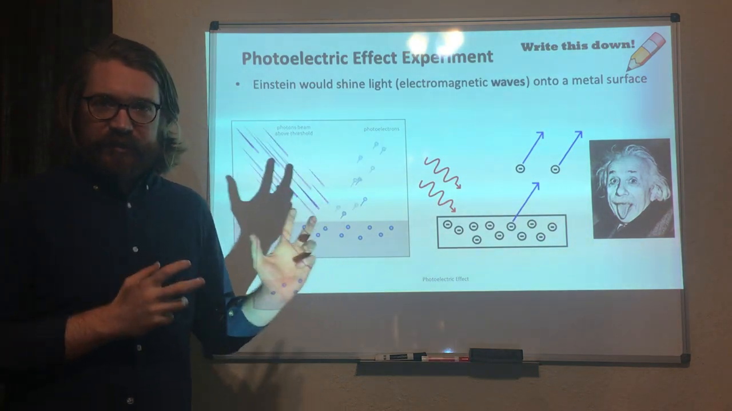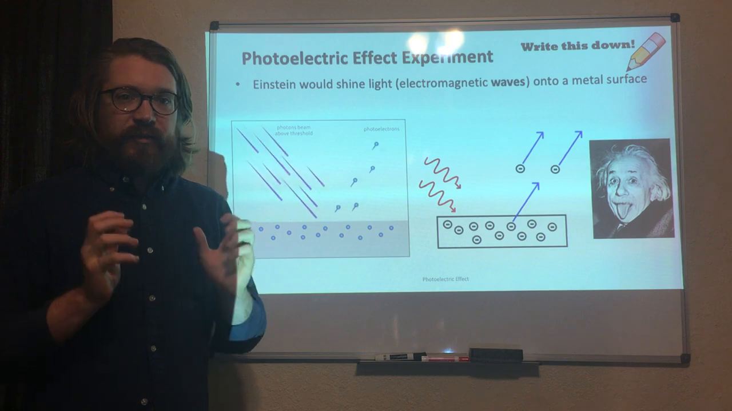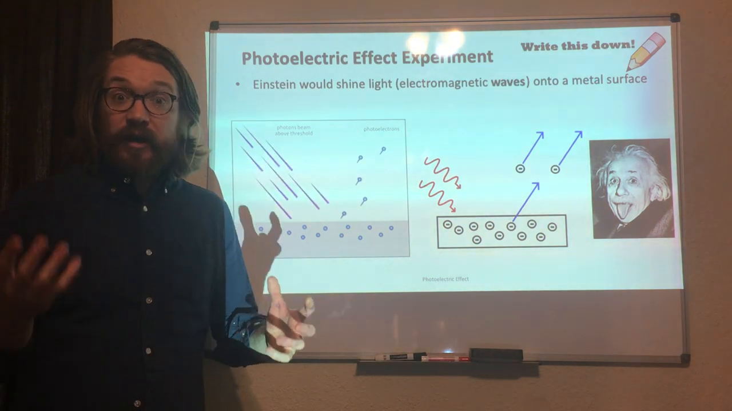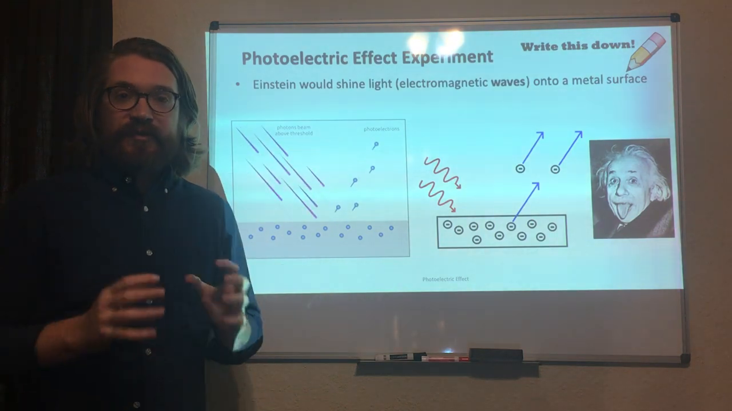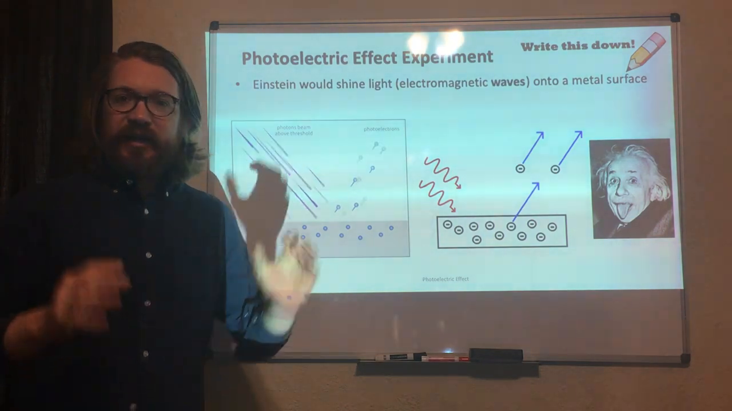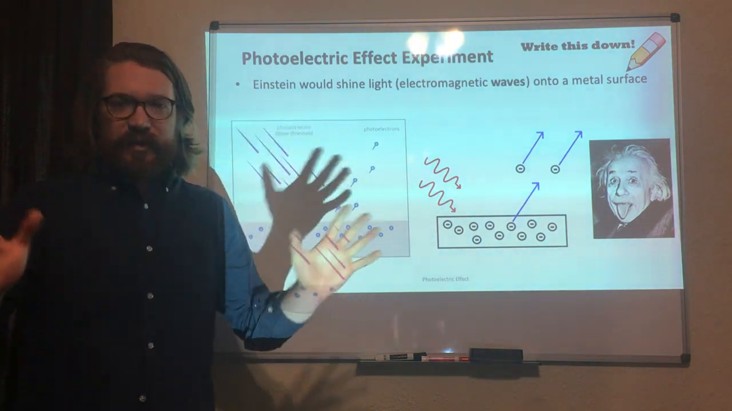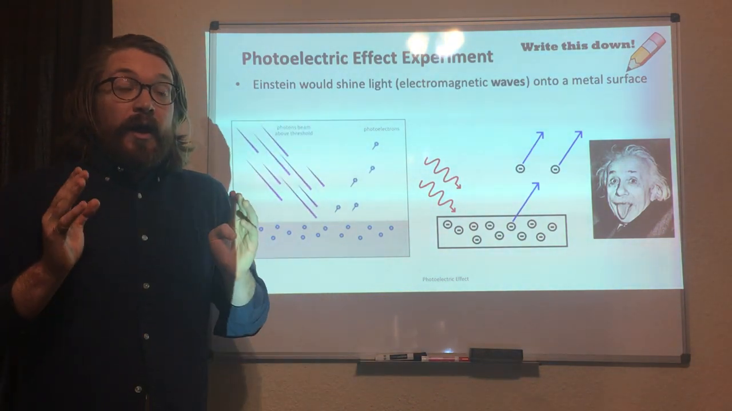Before the photoelectric experiment, everybody thought light was a wave. We'd seen it act like a wave, right? Young's double slit experiment. We know light's a wave. We know it bends, we know it reflects, we know it refracts and diffracts, it polarizes, everything. Light's a wave.